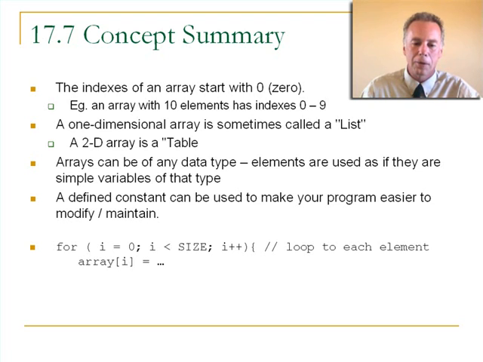A one-dimensional array is sometimes called a list, and a two-dimensional array is sometimes called a table. It's to help you visualize these things. And arrays can be of any data type. So the elements of the array can be of any data type that you choose, but the indexes into the array are always positive integers. So you don't have the 2.5 element and so on. The data type of the index is different sometimes from the data type of the elements themselves.